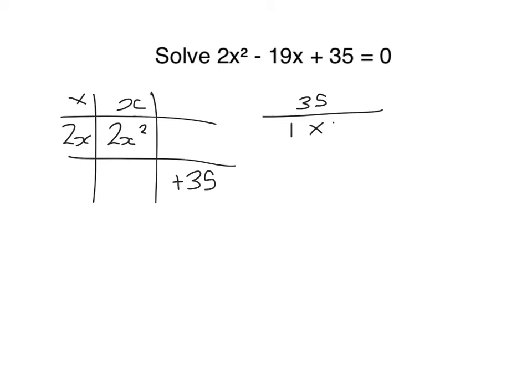So 1 times 35, 2 doesn't go into it, 3 doesn't, 4 doesn't, 5 times 7, 6 doesn't go into it, and then 7 would be repeating myself. And then it's just a matter of testing. So if I used 1 times 35, would that work? So let's have a look. So I've got 2x times 35, which would be 70x.